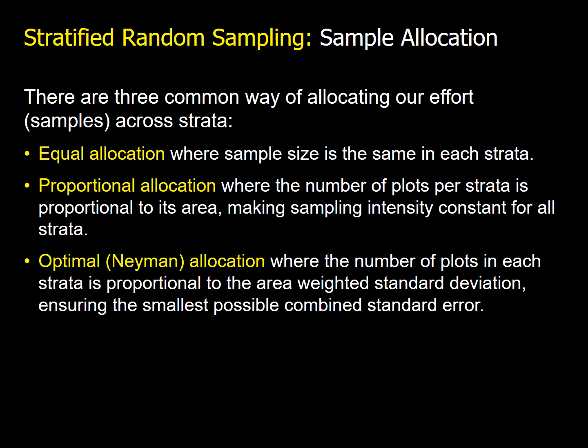The final approach to allocation is called optimal or Neyman allocation, in which the available plots are allocated by an equation that ensures that the standard error is minimized. In this case, the number of plots that a strata receives is proportional to its area-weighted standard deviation.